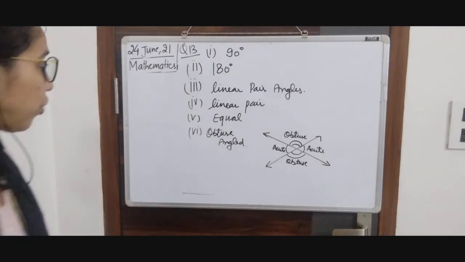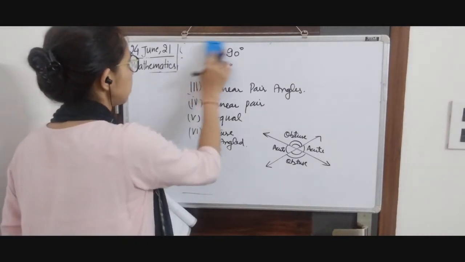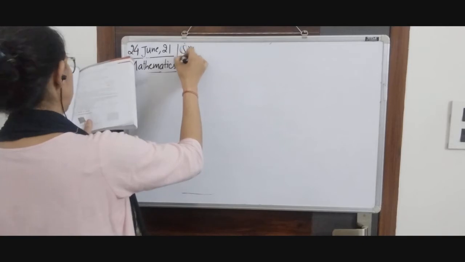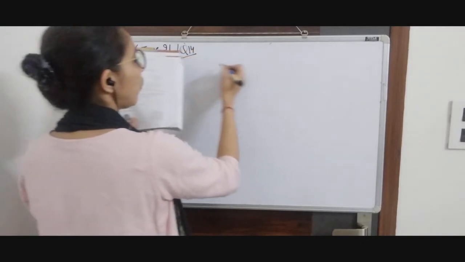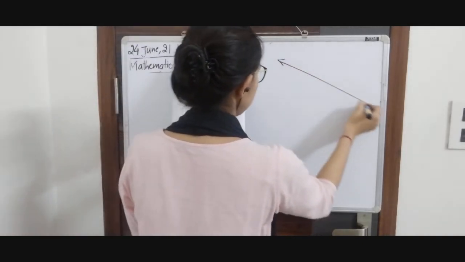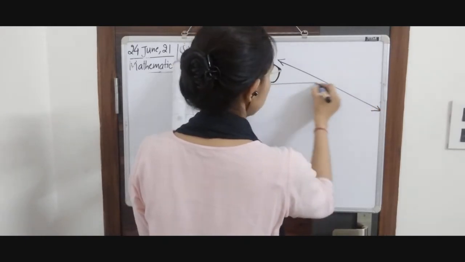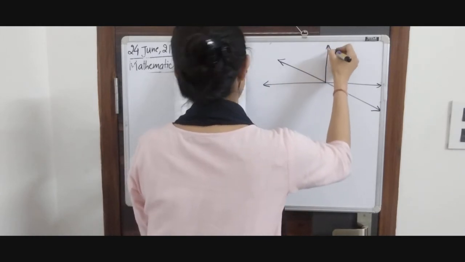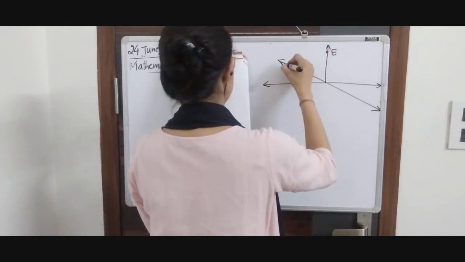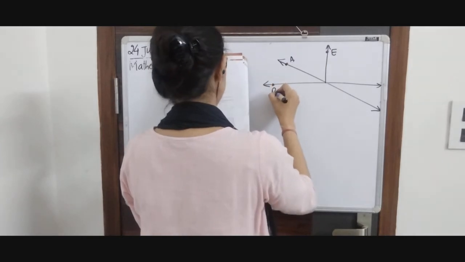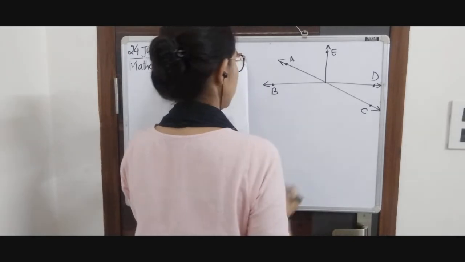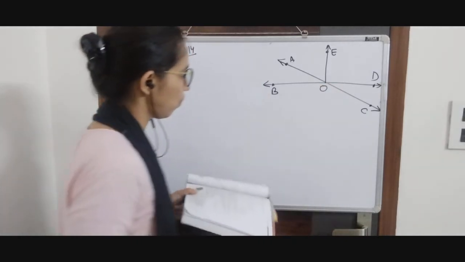One more question is left from exercise 5.1, that is question number 14. In it, we have been provided with a figure, and the figure is like this. This is your E, this is your A, this is your B, this point is C, and this point is D. Also this intersecting point is O.